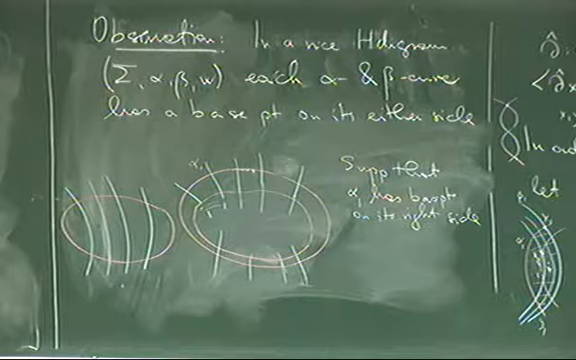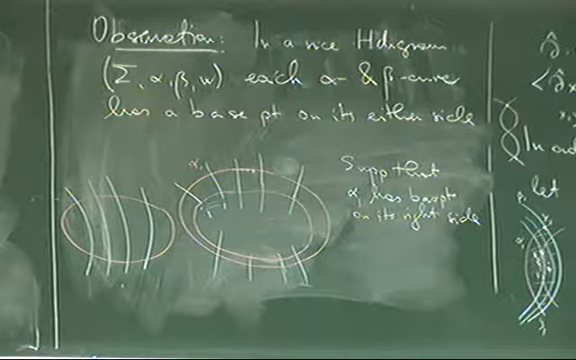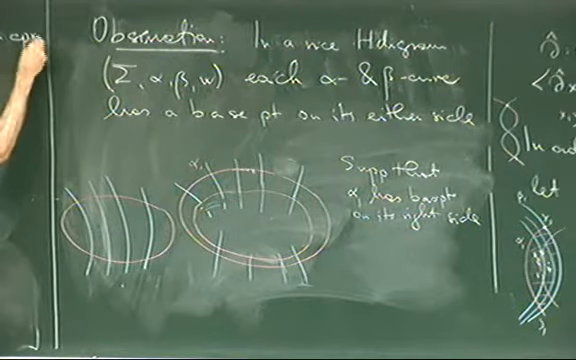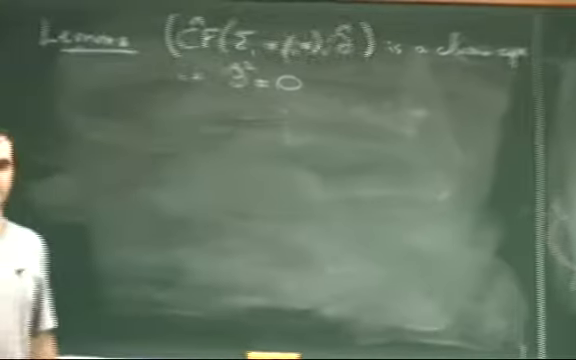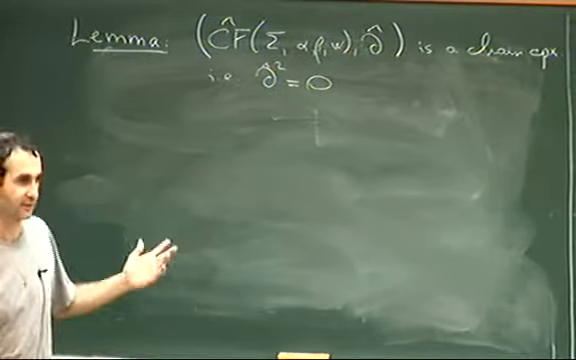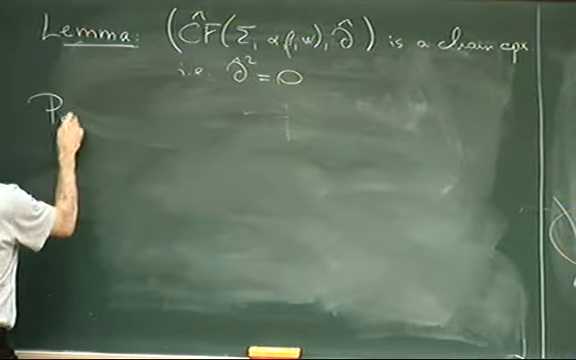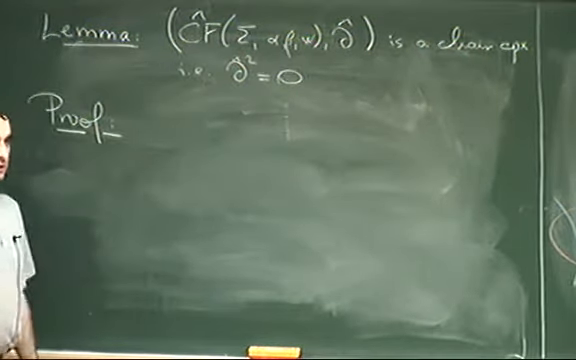Okay, so this is an observation, and so let's see how we can argue for the fact that we have a chain complex. So, lemma: CF hat of sigma, alpha, beta, w with the differential delta hat is a chain complex, i.e. delta squared is equal to 0. This is typically the turning point of Floer homologies, or Floer theory, whether it holds or not. In this case, of course, it's a baby version of all Floer homologies. It will be a simple argument. So let me just start.